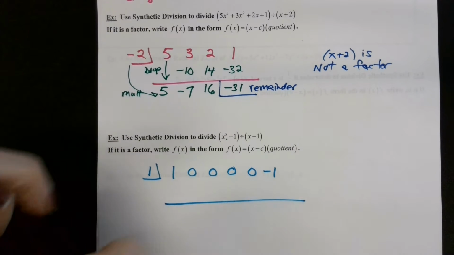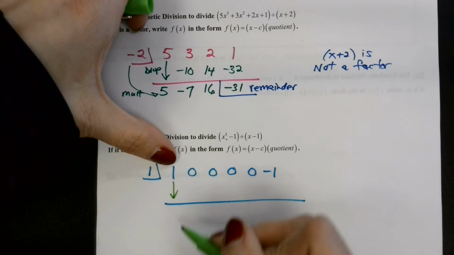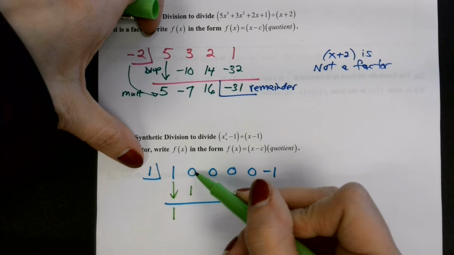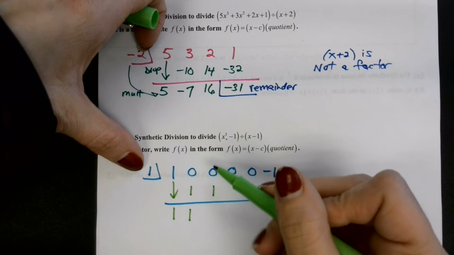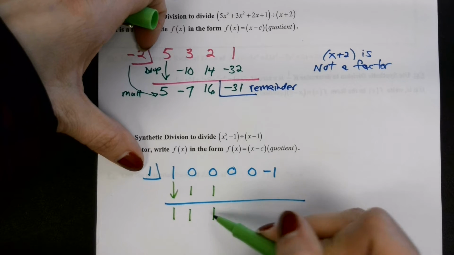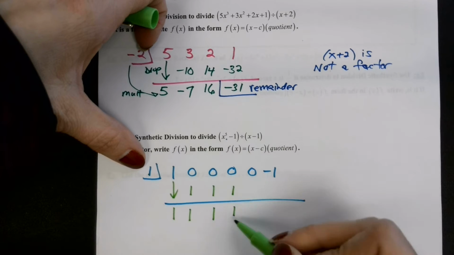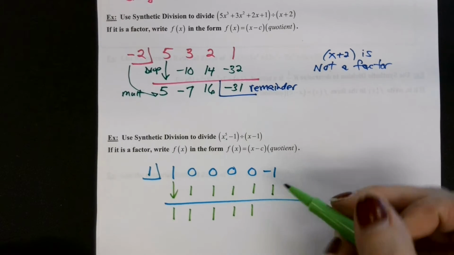All right, now that we got it set up, let's go ahead and start our synthetic division. Step 1, you drop it like it's hot. 1 times 1 is 1. 0 plus 1 makes 1. 1 times 1 is 1. 0 plus 1 makes 1. 1 times 1 is 1, adds to a 1. 1 times 1 is 1. Oh, here we go. Finally something exciting.